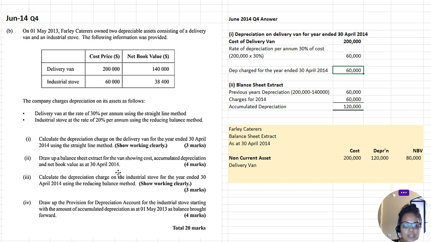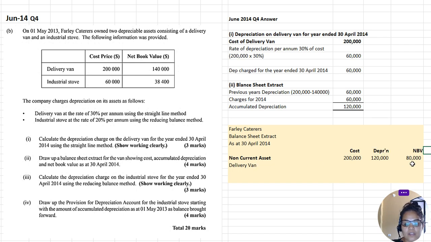Now to do the balance sheet extract, you must find out the accumulated depreciation, right? And they actually give you a hint here. Draw a balance sheet extract for the van showing cost, accumulated depreciation, and net book value. So these are the 3 things that they ask for: cost, depreciation, and net book value. I already highlighted for you what the examiner is asking for. So who are we doing it for? Farley Caterers, balance sheet extract as at the 30th of April 2014. And you want to do your non-current asset at cost, depreciation, and net book value.